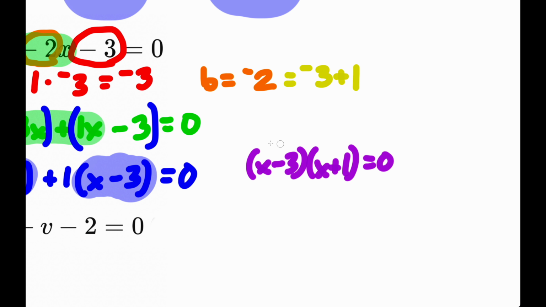This purple right here is in factored form, similar to the first two example problems we have. So now we can just set each factor equal to 0, and you should have 3 as one of the answers and -1 as one of the answers. And that's the answer for that one.